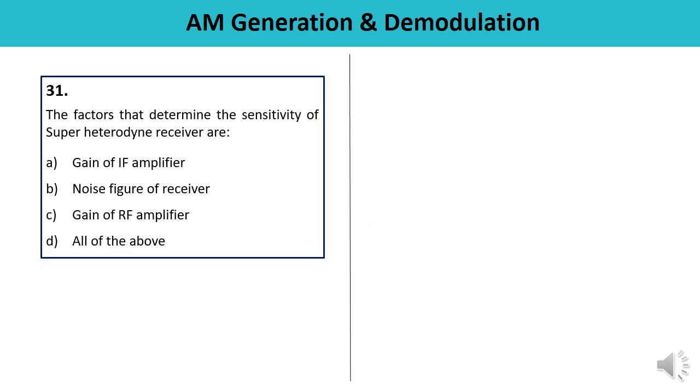Question number 31. The factors that determine the sensitivity of superheterodyne receivers are gain of IF amplifier, noise figure of receiver, gain of RF amplifier, and all of the above. The factors which determine the sensitivity of superheterodyne receivers are all of these three. Gain, noise figure. It means answer is D.